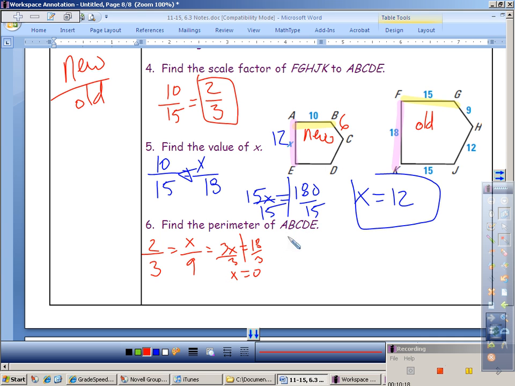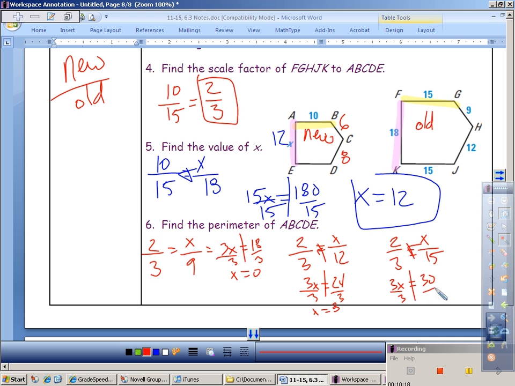There's 1. I can do the same thing. The smaller is to the larger, as x is to 12. I cross multiply again and I get 3x equals 24. Divide both sides by 3, and x is 8. And the final side, I know 2 is to 3, smaller is to large, as my unknown ED is to 15. Cross multiply and solve, 3x equals 30. Divide by 3, and x is 10.